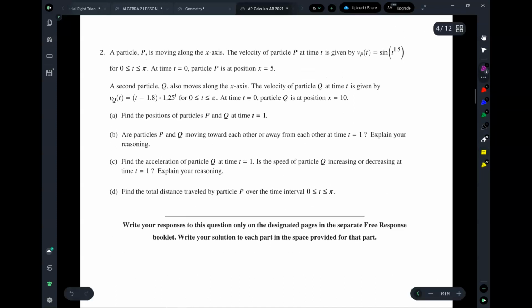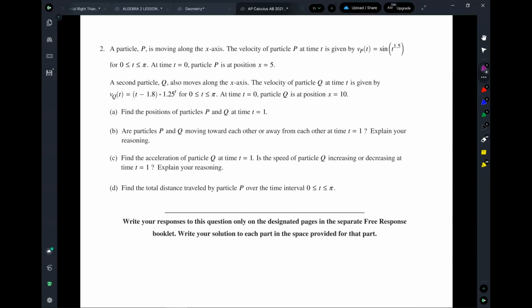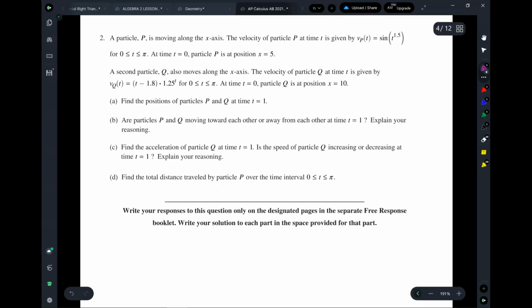A particle P is moving along the x-axis. The velocity of particle P at any time t is given by this for t equals 0 to pi. At t equals 0, particle P is at position x equals 5. So that means x of 0 is equal to 5 for particle P. Okay, so I drew a little subscript.